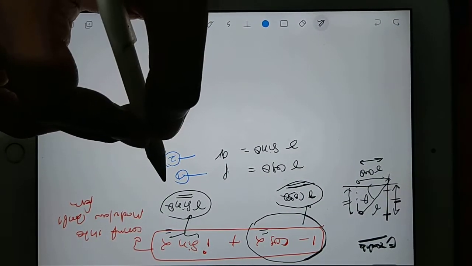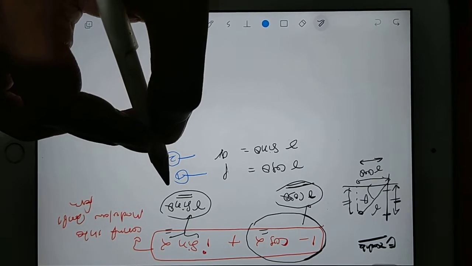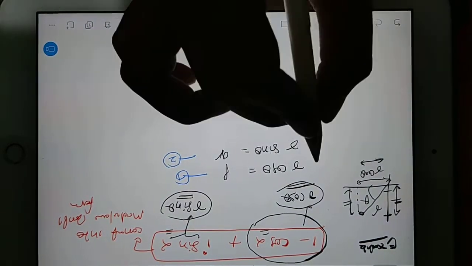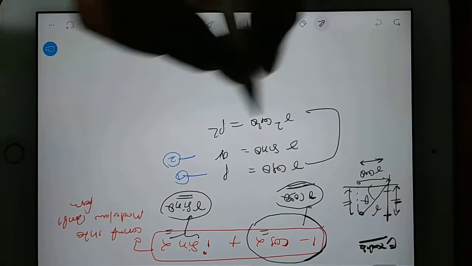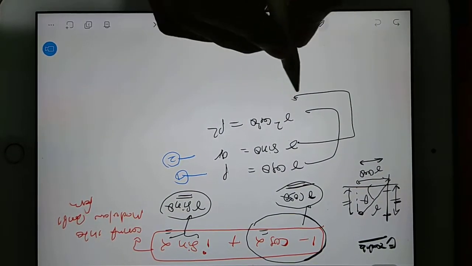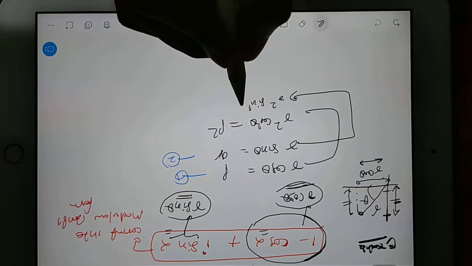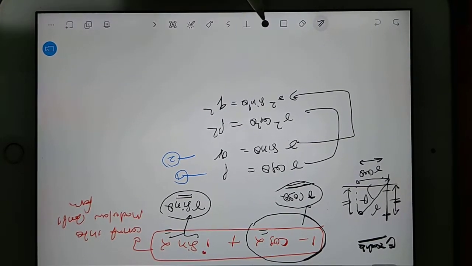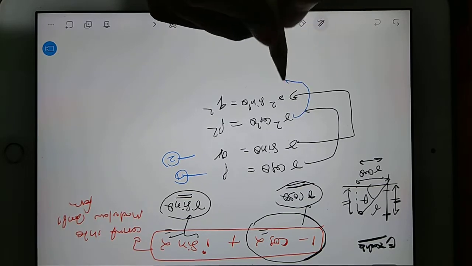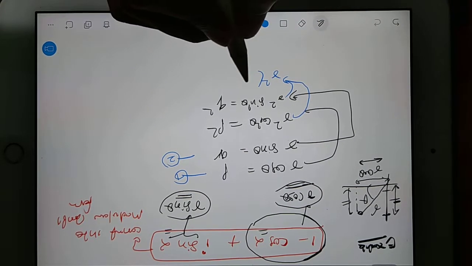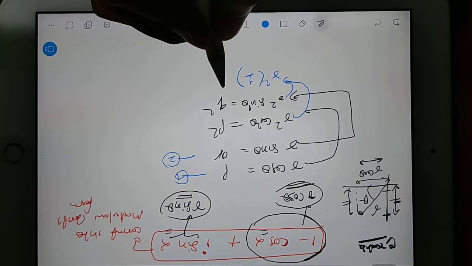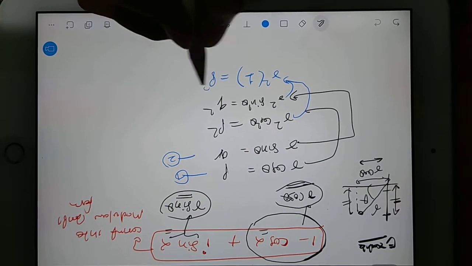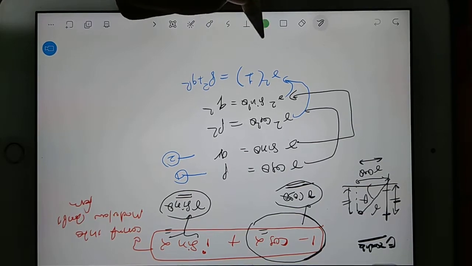If you divide both the equations, sorry, don't divide, square and add. If you square this equation, it will be r square cos square theta is equal to p square, and this one, r square sin square theta is equal to q square. If you add both the equations, take r square common. In the bracket, 1 will come because sin square plus cos square becomes 1 for any angle theta, does not matter. And this becomes p square plus q square.